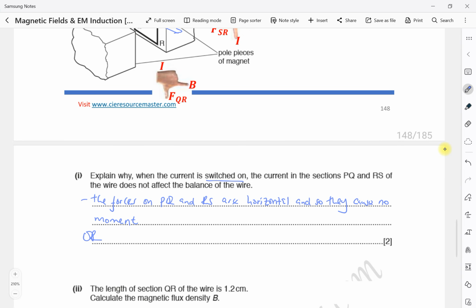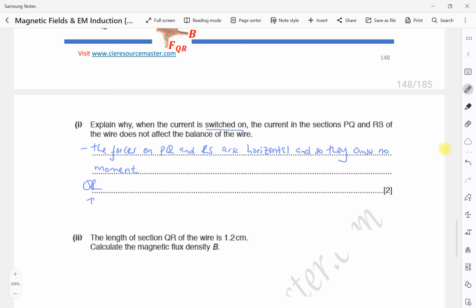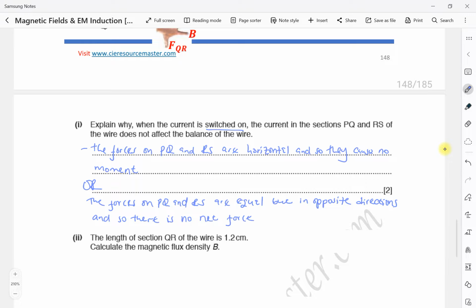Or you would think about it like this: the forces on PQ and RS are equal, but in opposite directions, and so there is no net force. Or let me say they cancel out each other.